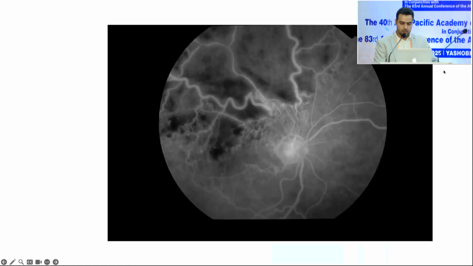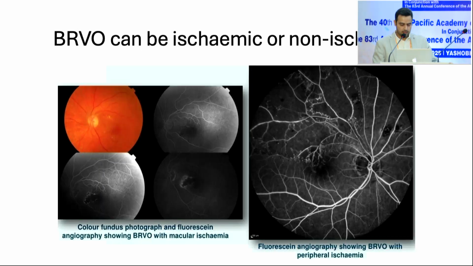This is another case which is a fundus fluorescein angiography. This has large capillary non-perfusion areas, but there is no neovascularization. So in these cases, usually we can observe if the patient is good and comes regularly on follow-up. But if the patient is not coming on follow-up, we can laser in these cases also.